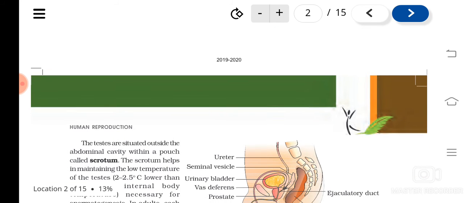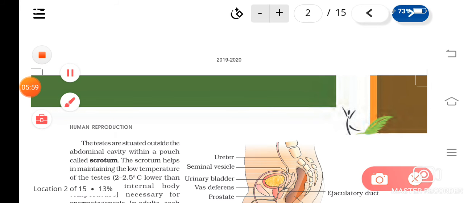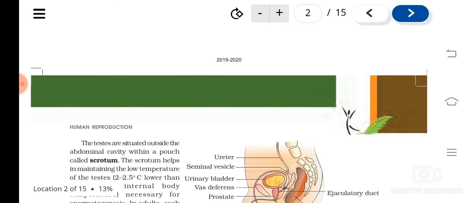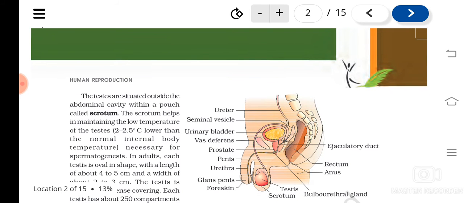So these are the parts of the male reproductive system. When you consider the testes, they are located outside the abdominal cavity, in a bag-like structure known as the scrotum. So what is the scrotum? The scrotum is a bag-like skin structure that protects the testis, and it is placed outside the abdominal cavity, just like the ovary is not placed inside the abdominal cavity.